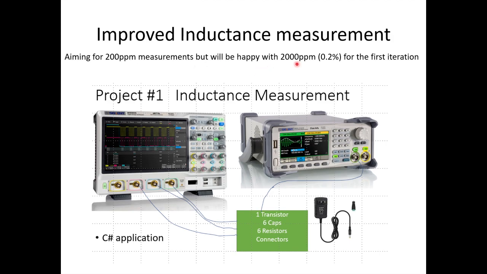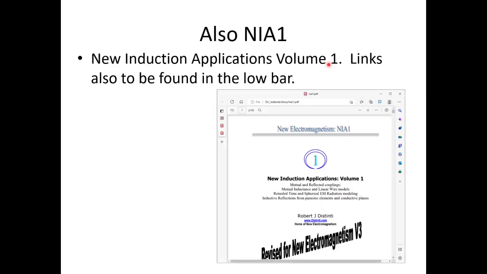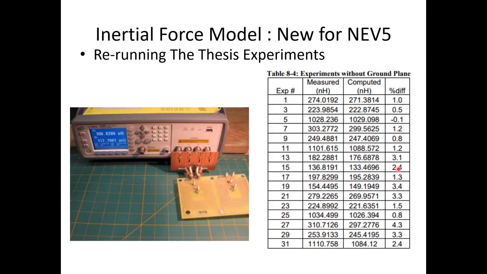I'll be happy with 2,000 parts per million, which is 0.2%, and we'll evolve it. If we find ways to evolve it, sometimes you have to do something before you say, oh, now I know how to make it better. I'll be very happy to get down to 0.2%. If you remember the experiments, our best result was like 3.4%, which is actually quite good. Our average is around 2% here. But I think we can do better.